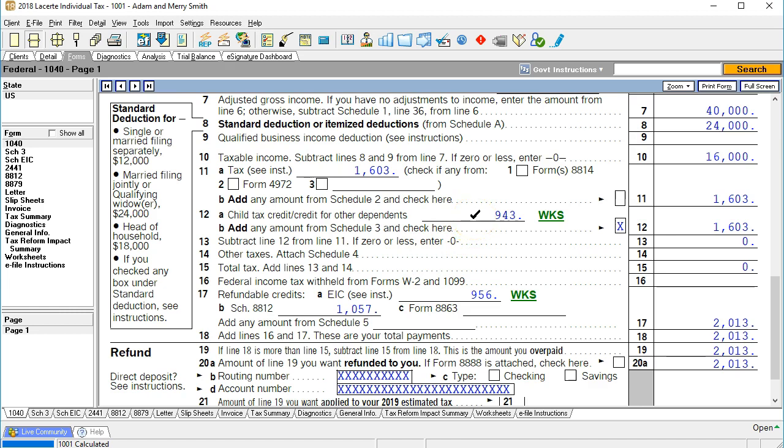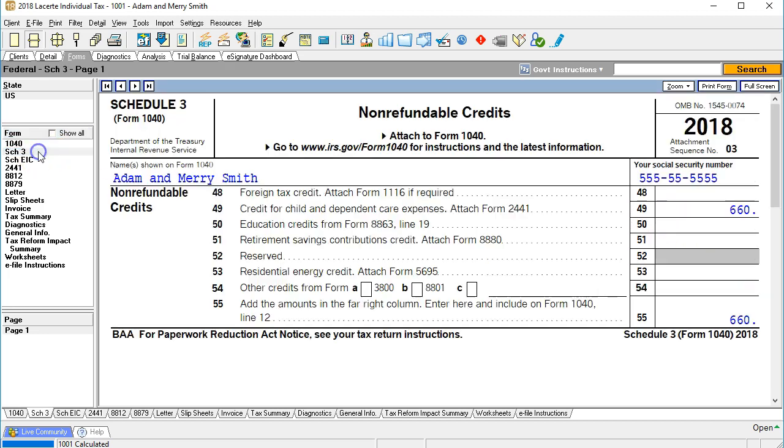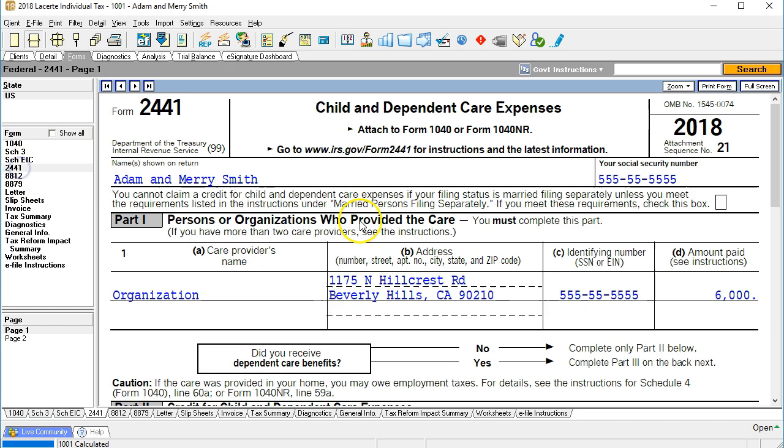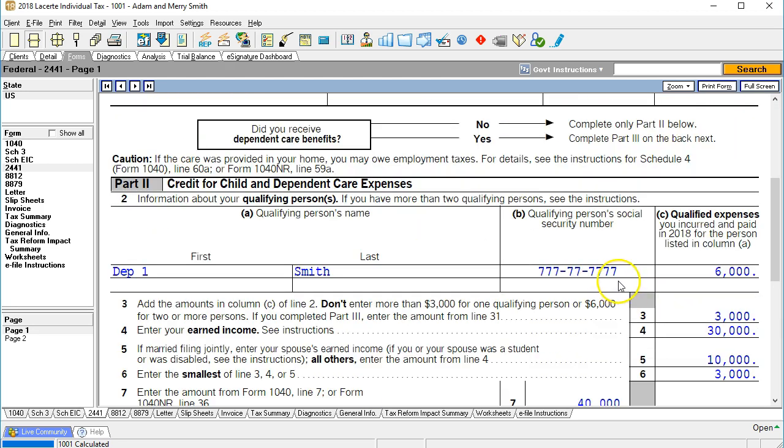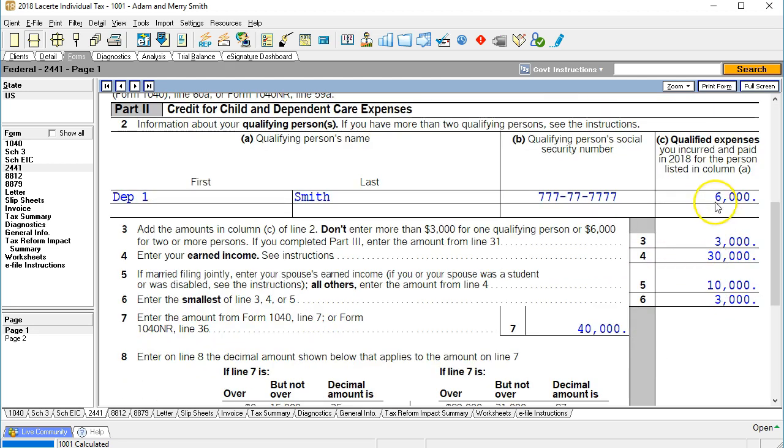We're focusing in on the child and dependent care expenses credit, which is included in line 12 and can also be seen on Schedule 3. 660 currently being calculated, also on Form 2441, Child and Dependent Care Expenses. We're saying that the expense amount paid, $6,000, one child, and so here's the amount of $6,000. Now this was the amount paid, not the limit, because there's one child. The limit is down here of the 3,000.